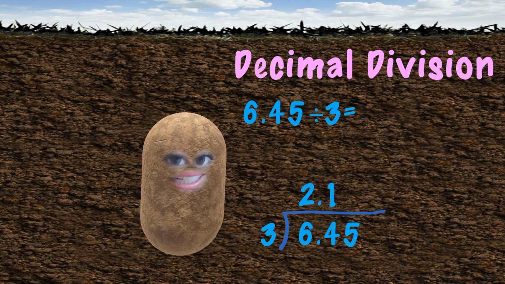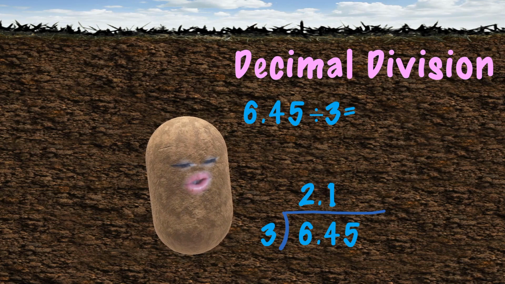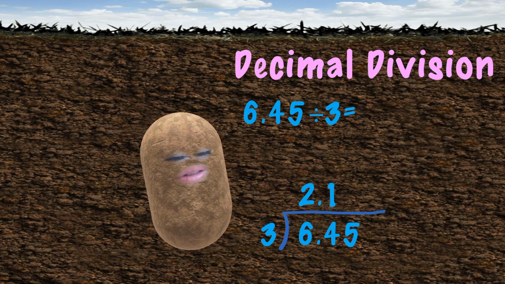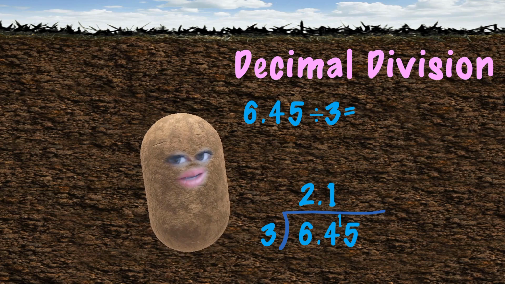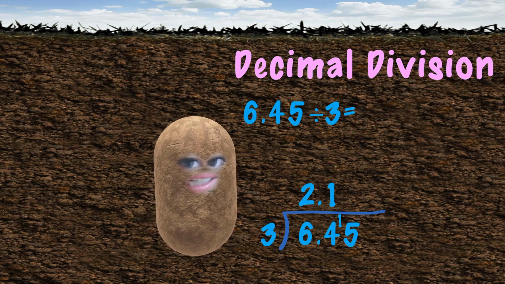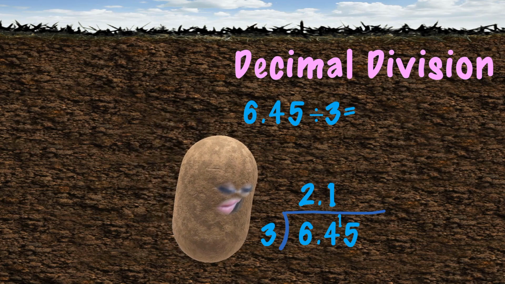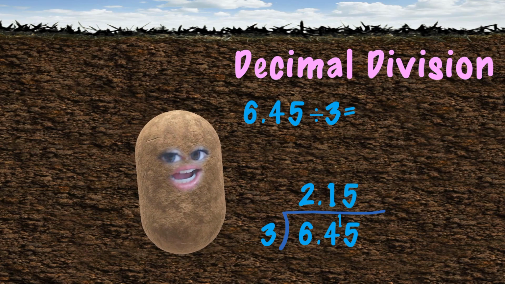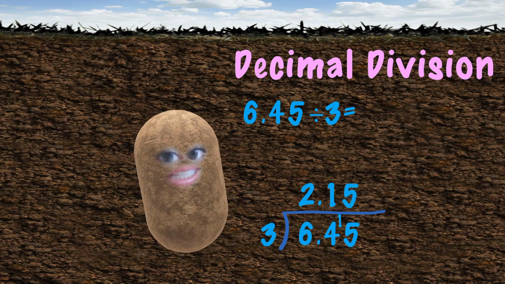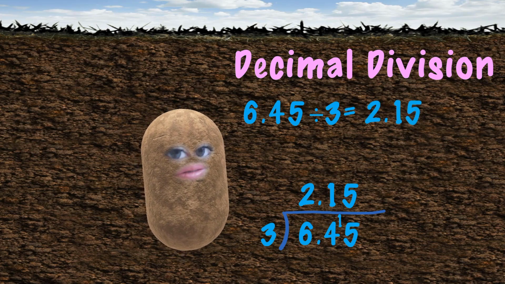Next, we say 3 times 1 is 3, so there's 1 left over from the 4, and we write that little 1 over there. Then we say 3 times what is 15? Well, 3, 6, 9, 12, 15. So 3 times 5 is 15. And its remainder is 0 because it fits perfectly. So our answer is 2.15.